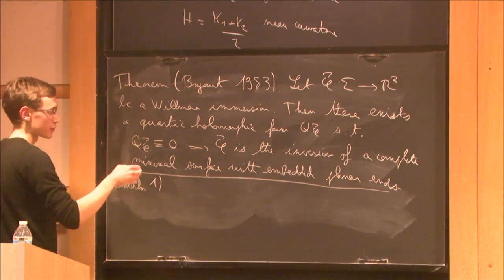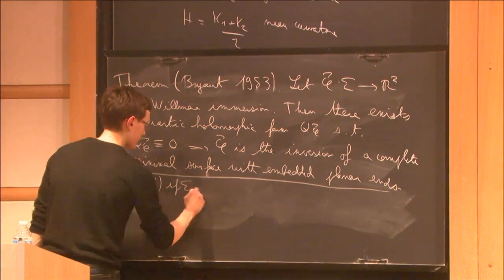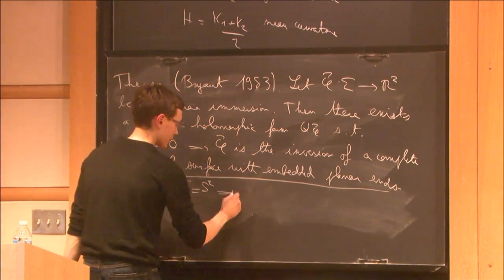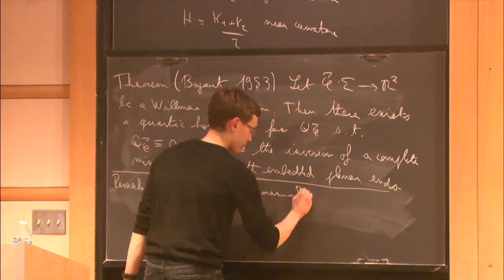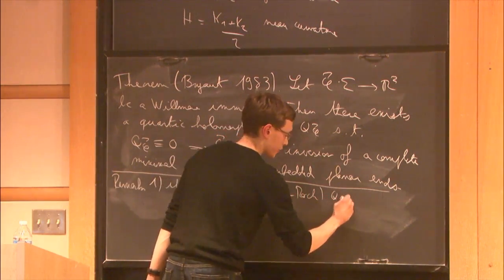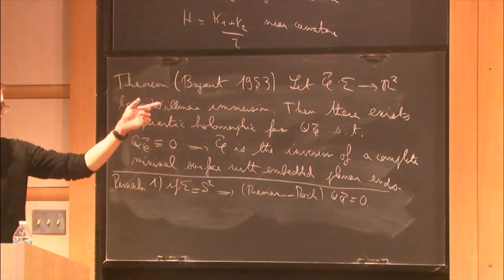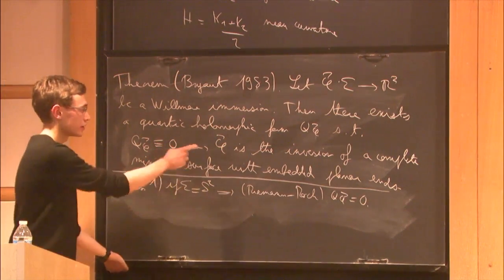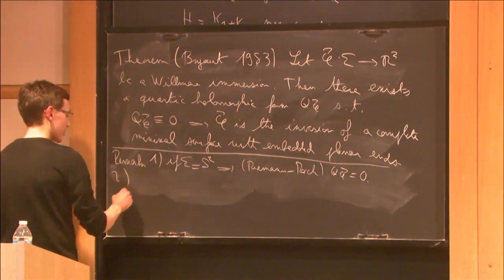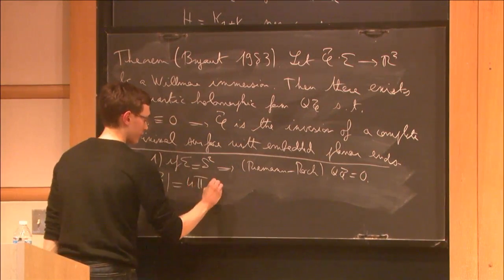So first, it will be used through all the talk. But you see that if sigma is S2, then by the Riemann-Roch theorem, Q phi is always identically equal to zero. So for general zero Willmore surfaces in three space, they are the only examples. And what it means also is that the Willmore energy of these guys is a multiple of 4 pi.